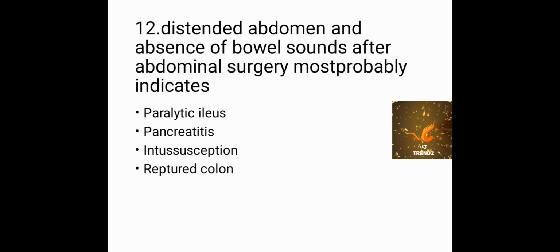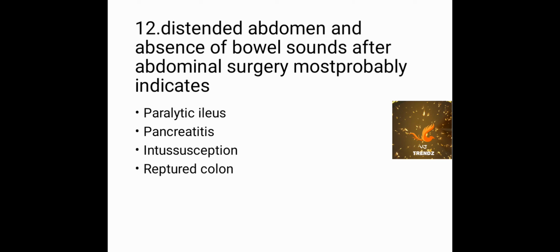Distended abdomen and absence of bowel sounds after abdominal surgery most probably indicate. The options are paralytic ileus, pancreatitis, intussusception, ruptured colon. And what is paralytic ileus? There is normally a muscle contraction that helps the food move in the intestine. But in this condition, there is absence of that contraction, that is, the muscles of the intestine are temporarily paralyzed, due to functional problems of muscles and nerves. So that is paralytic ileus.